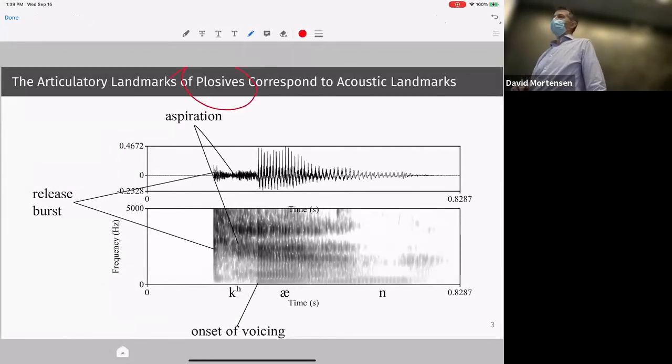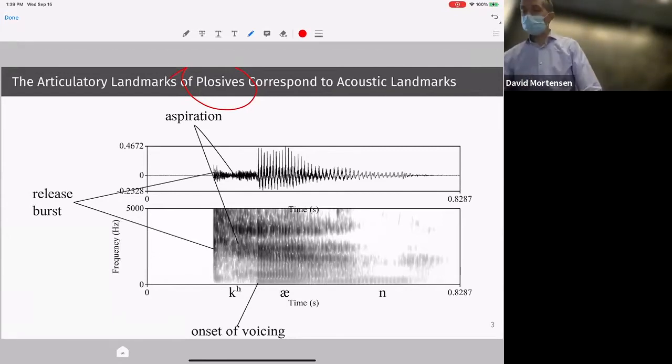It's a plosive. What is a plosive, for review? Isn't it when you stop the airflow and then you release it all at once, like a burst? Yeah, you have a complete closure and then a sudden release. So you can see that on both the waveform and the spectrogram here.